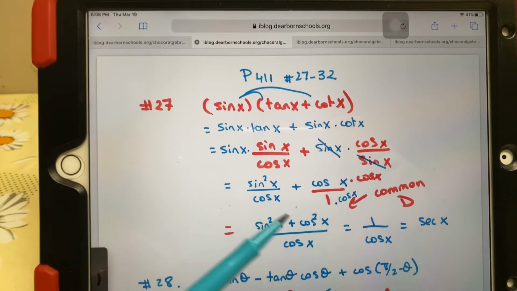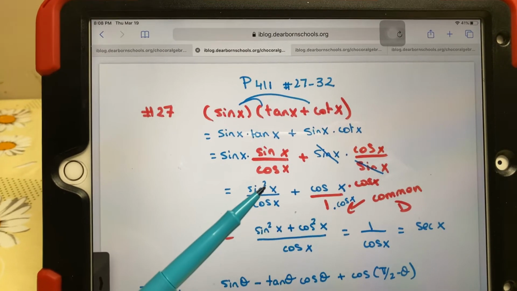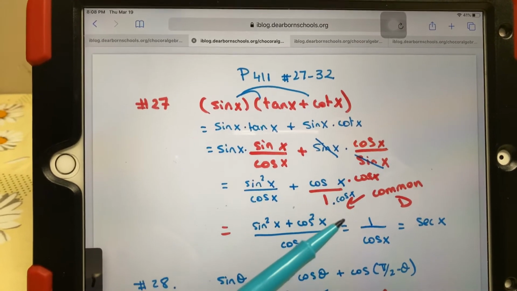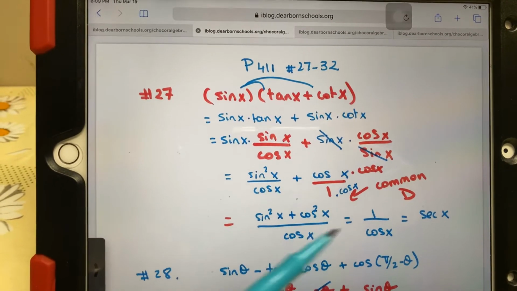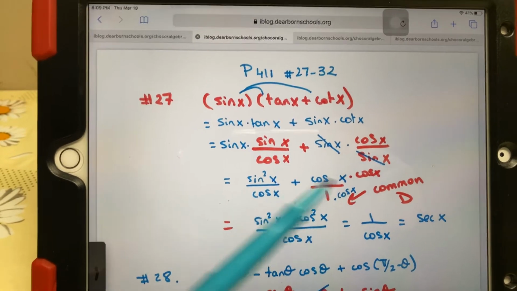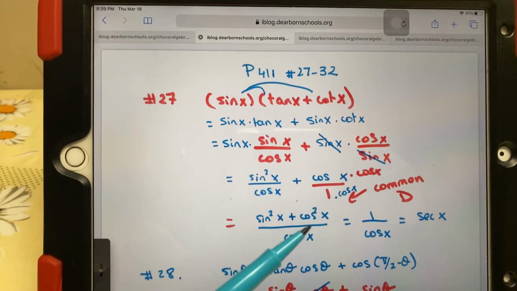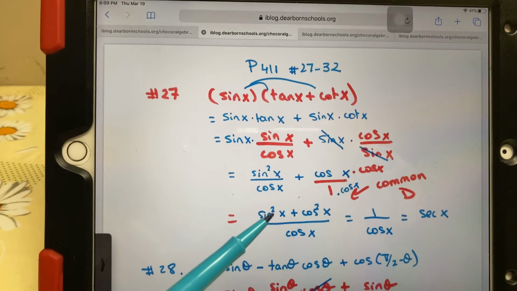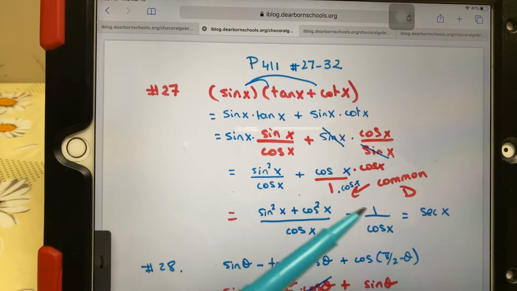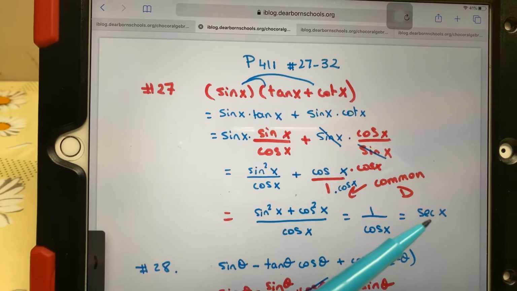You're left with cosine. If you want to add a fraction and a trig function, you need a common denominator. So I multiply by cosine on top and cosine on the bottom. I got sine squared plus cosine squared over cosine. And those two, according to identity 9, the Pythagorean identity, make a 1 over cosine, which is secant.